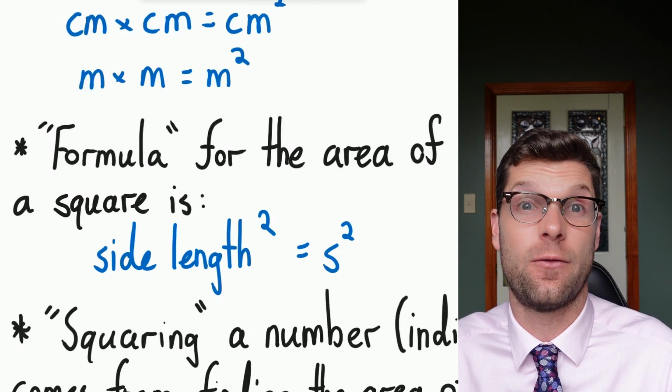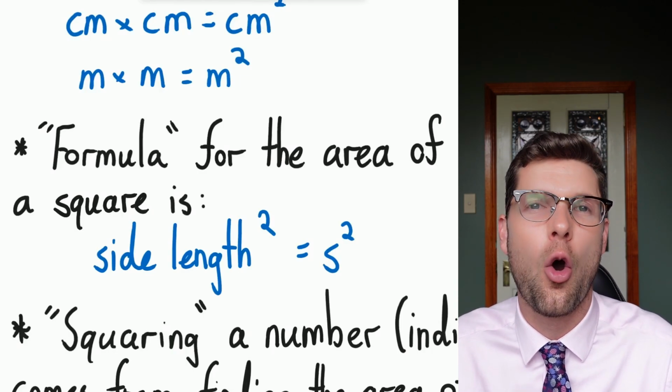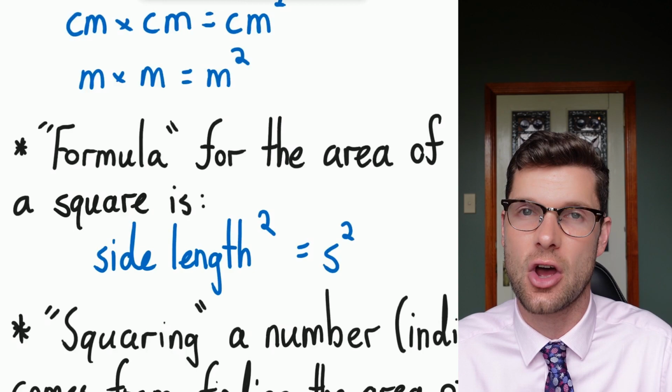So if we want to know what the actual formula for a square is, all we have to do is multiply the 2 side lengths together.